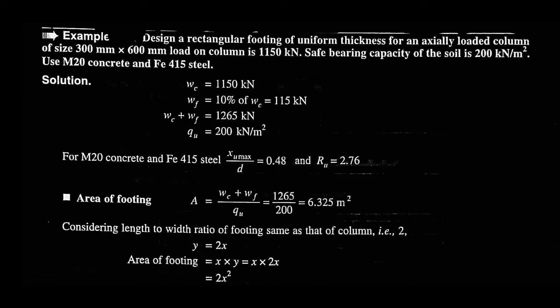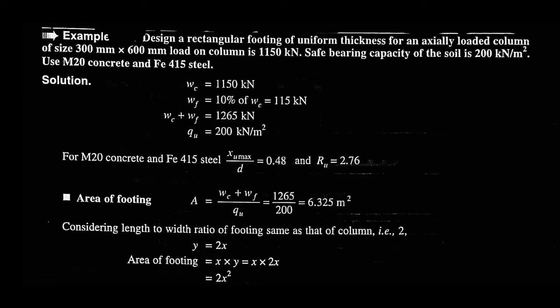So let's start the solution. Wc, the column load, is given, that is 1150 kilonewton. So Wf, the self weight of footing, is equal to 10% of Wc, as we know, that is equal to 115 kilonewton. So Wc plus Wf is equal to 1265 kilonewton, and the safe bearing capacity qu is equal to 200 kilonewton per meter square.